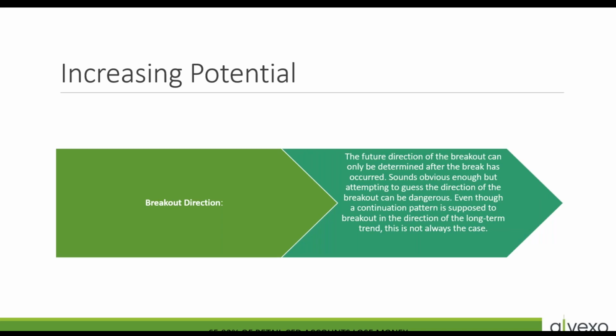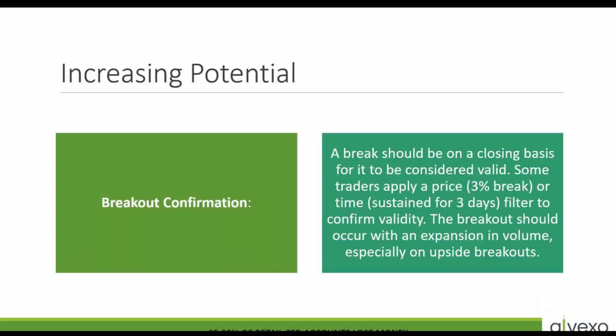And then the breakout direction. The future direction of the breakout can only be determined after the break occurs. This sounds obvious enough, but attempting to guess the direction of the breakout can be dangerous. Even though a continuation pattern is supposed to be a breakout in the direction of the long-term trend, this is not always the case. A breakout should be on a closing basis for it to be considered valid.